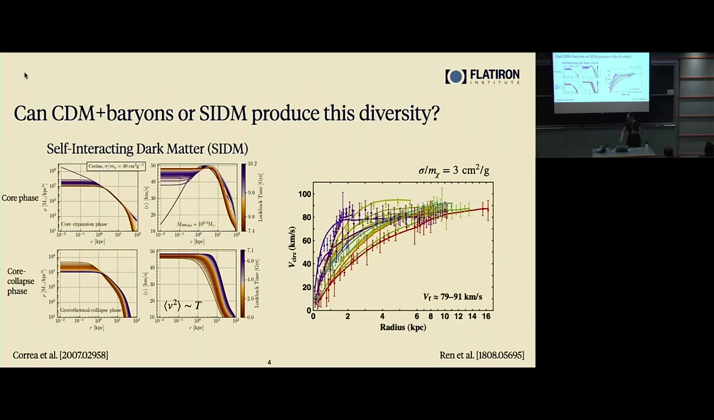So how fast this happens has been parameterized in terms of the self-interacting dark matter cross-section, M200 and C200. So at a fixed mass, and thus cross-section, there's some scatter in the mass concentration relationship. So at a fixed M200, you will get some halos that are in the core phase and some that are in the core collapse phase. And this will translate into a difference in how fast or slow you rotate in the central region.